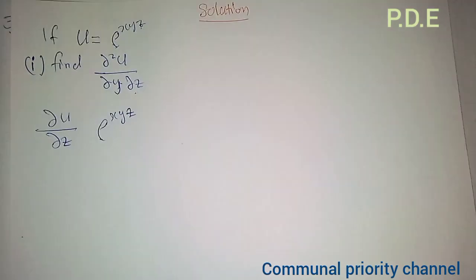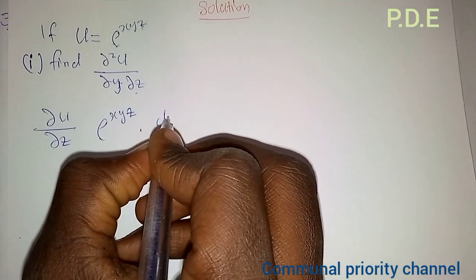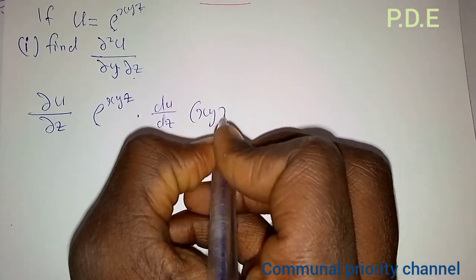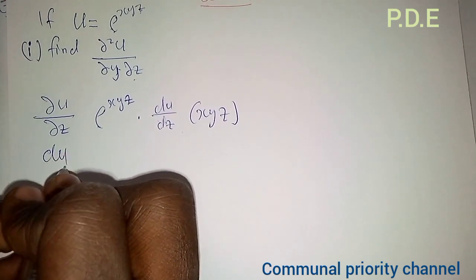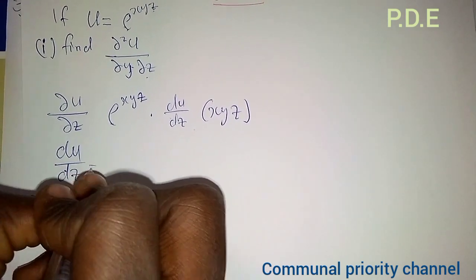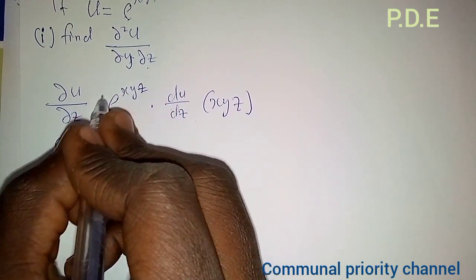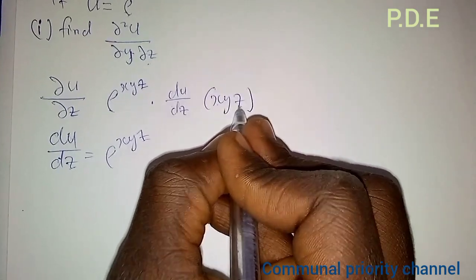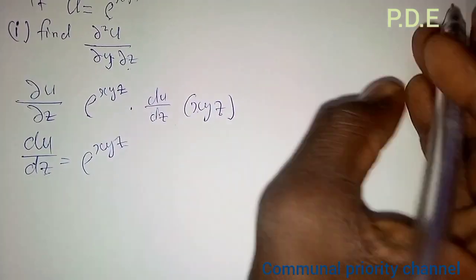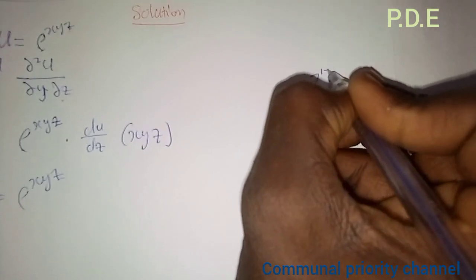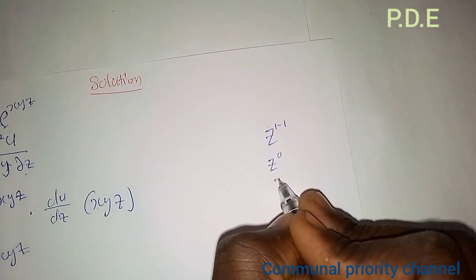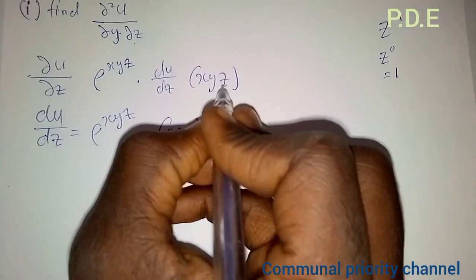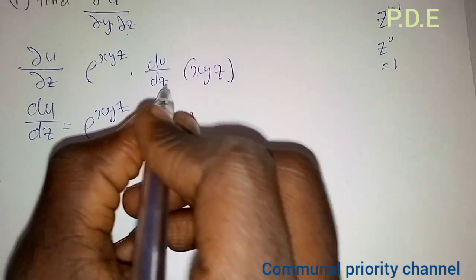e to the power of xyz. Then now multiply by differentiation in respect to z of x, y, z. Then now our du over dz will be equal to, if we differentiate this one, we got as we have it, e to the power of xyz. And now differentiation of xyz in respect to z, this z will automatically be 1, because this will be z to the power of 1 minus 1, which is equal to z to the power of 0, which is equal to 1. So therefore, this will be multiplied by xy only, because this one is already 1. If you differentiate in respect to z, our z will be 1.